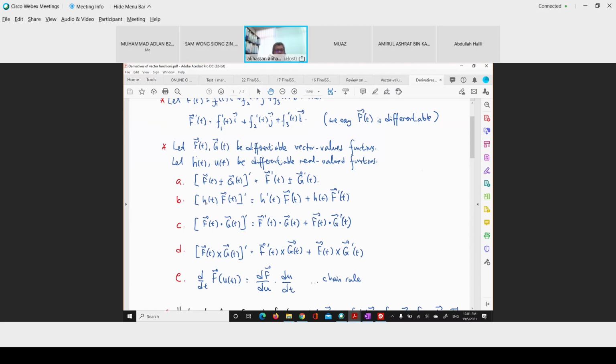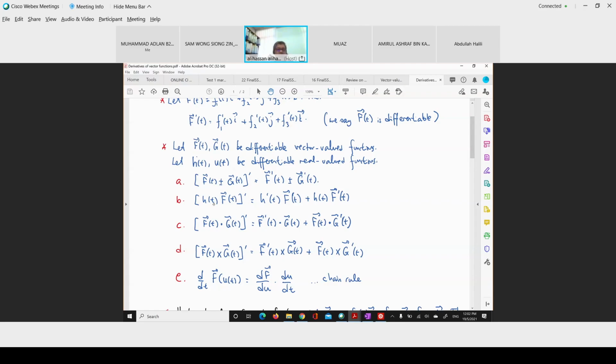And if we want to find the derivative involving a scalar function h, h here is a scalar function. We must make this assumption in the beginning: assume that the vector valued functions F and G are differentiable, and assume h(t) and u(t) are scalar, real valued functions that are also differentiable. That means their derivatives exist.